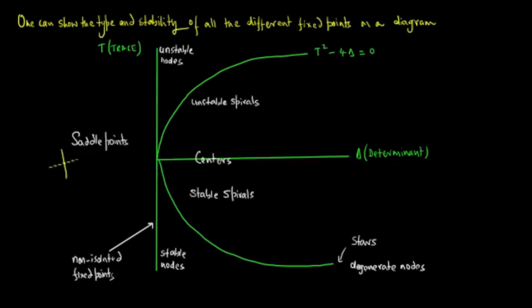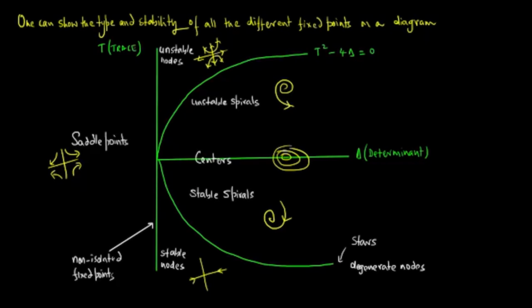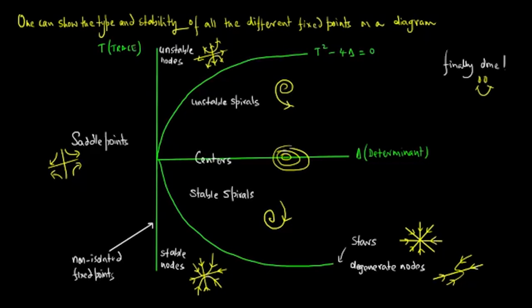So now we plot simple caricatures for the typical phase portraits. So you have the unstable spiral, a center, stable spiral, stable nodes, stars, and finally degenerate nodes. So we are finally done. It was hard work, and I think we deserve a smiley face at the end of it all.